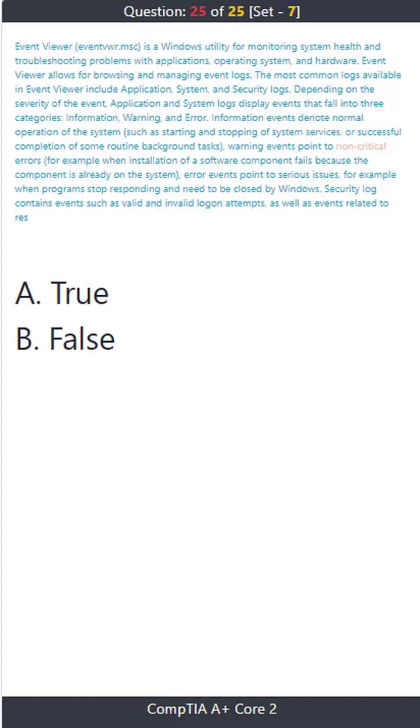Warning events point to non-critical errors, for example when installation of a software component fails because the component is already on the system. Error events point to serious issues, for example when programs stop responding and need to be closed by Windows. Security log contains events such as valid and invalid logon attempts, as well as events related to resource use. A. True. B. False.